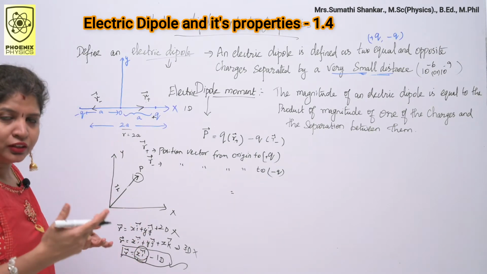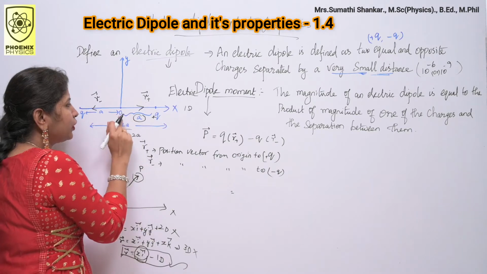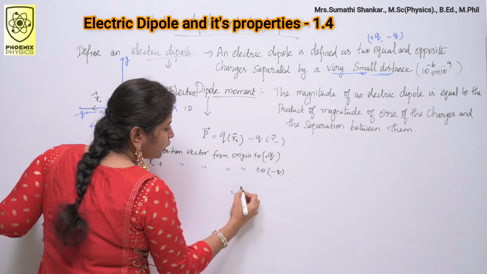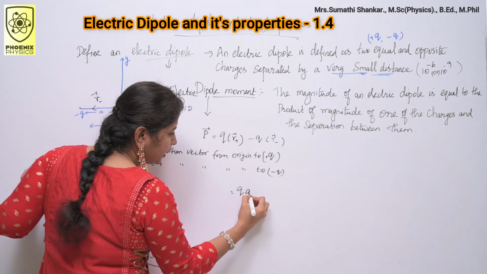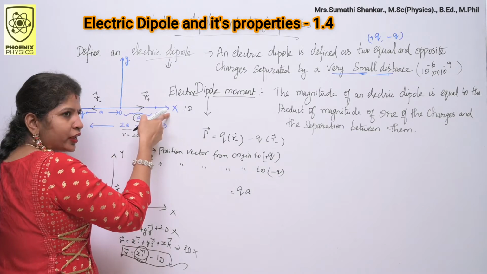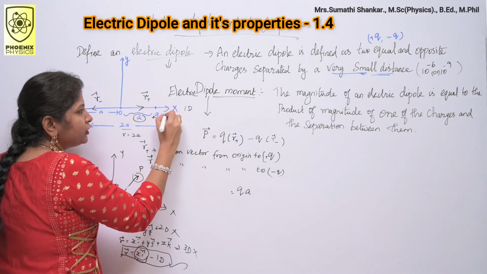X is nothing but a distance from the origin. The distance from origin to plus Q is A. Instead of R plus, you can write Q into A. Here this charge is on the x-axis. Here the unit vector is I.